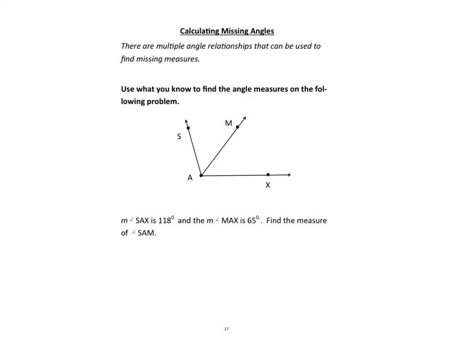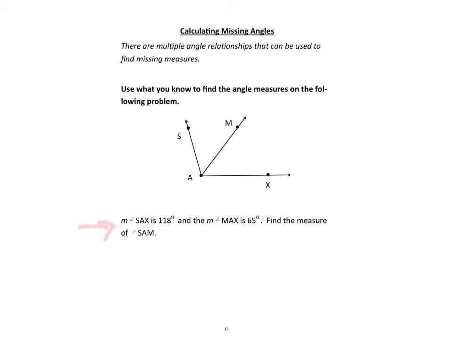Here we have a picture of some angles, and we're going to use what we know to find the angle measures on this problem. We don't have a straight line with a line going through it, so we don't have a supplementary angle. And we don't have a right angle to indicate that they're complementary. So we can then look and see, do we have two lines that make an X to give us vertical angles? And we don't. All we have is this information at the bottom.